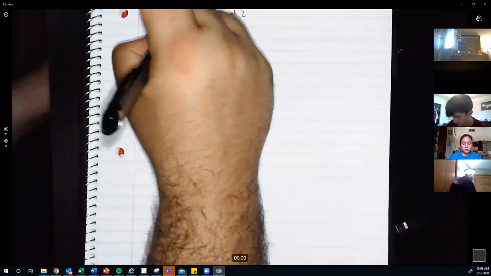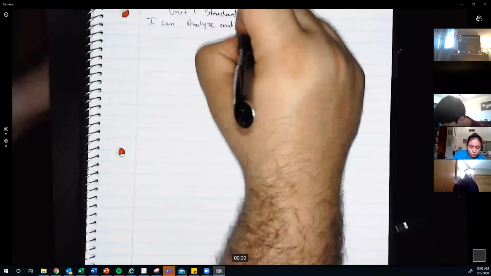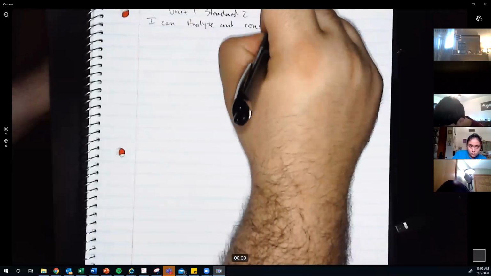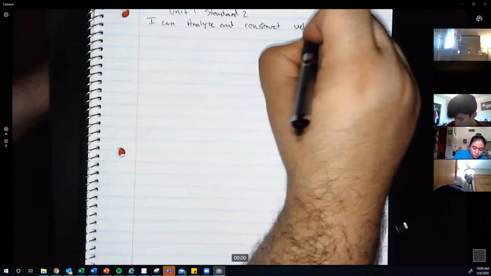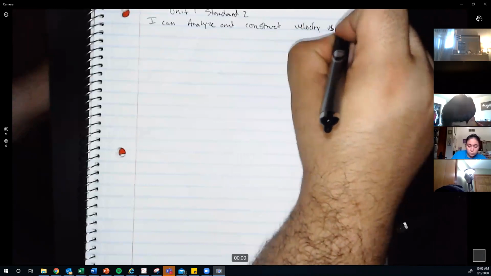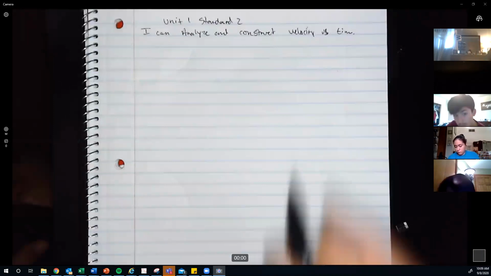So I can analyze and construct velocity versus time graphs. Okay, so unit 1, standard 2 is the analysis of velocity versus time graphs. And velocity versus time graphs also bring rise to what we call acceleration versus time. So both of these are pretty much what we're looking into.